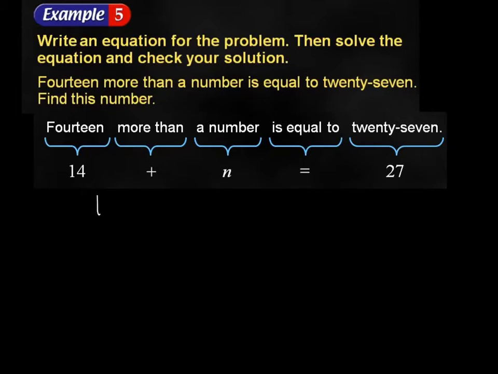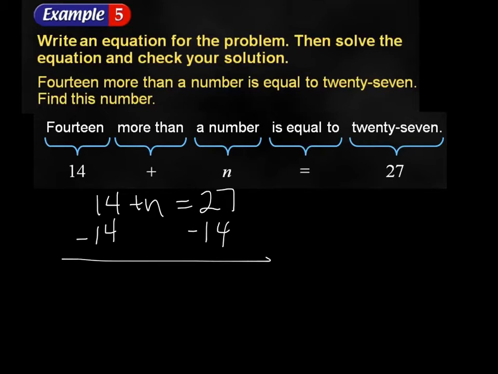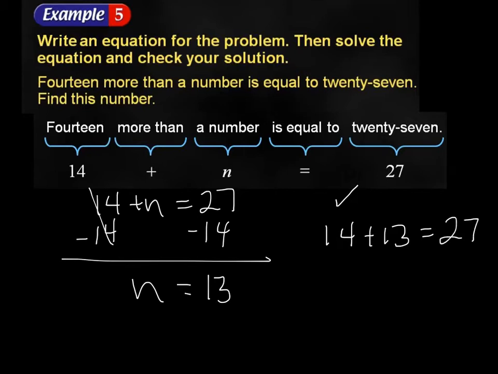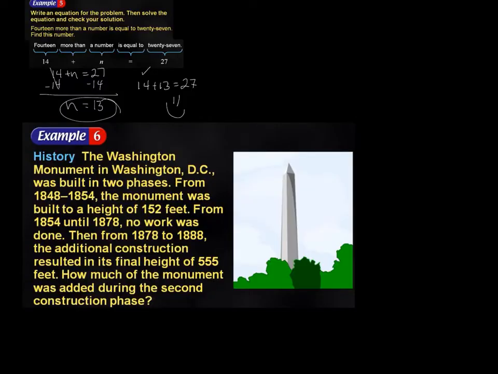I'm going to write it a little bit closer together. 14 plus n equals 27. So to undo, well, the 14 is before the n, but that's okay. I can still subtract 14 from both sides because we know that 14 minus 14 is no teen, aka 0. So we have n equals 13, and we're going to check to make sure it works. 14 plus 13 is, in fact, 27. Oh, happy day. So 13 is our answer.